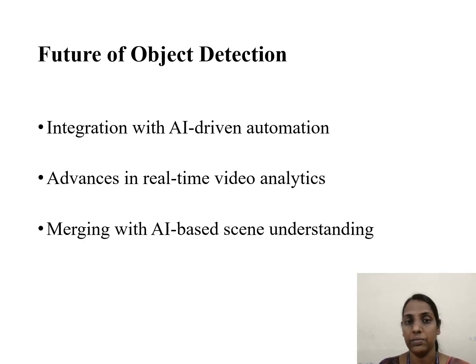Future of object detection. In the future, what are the areas where object detection will loom large? Integration with AI-driven automation, where it plays a major role. Advances in real-time video analytics. The next one is merging with AI-based scene understanding. These are three features of object detection; not only three, there are many, but among them these are the three.